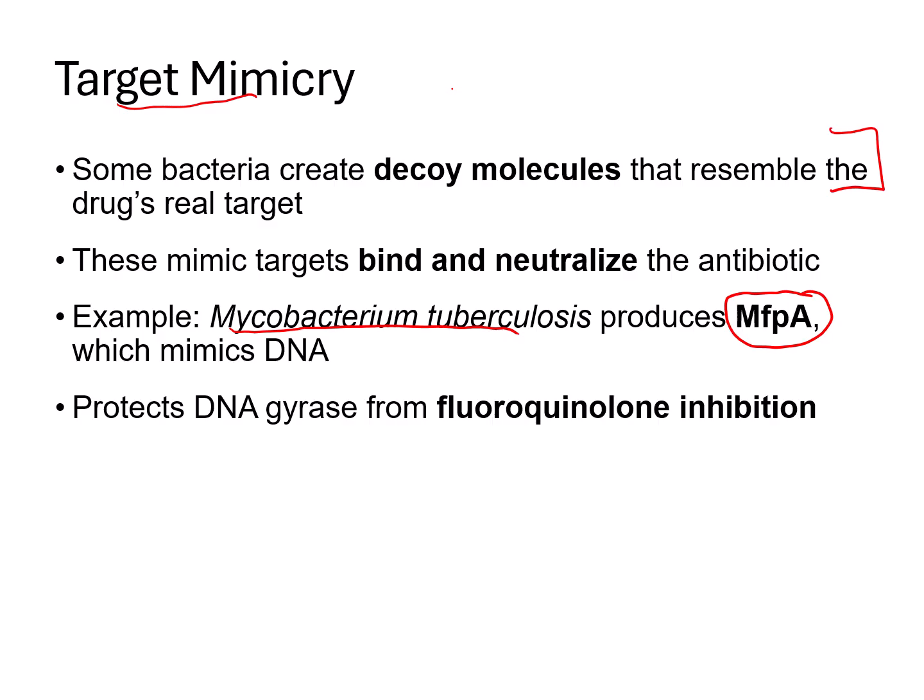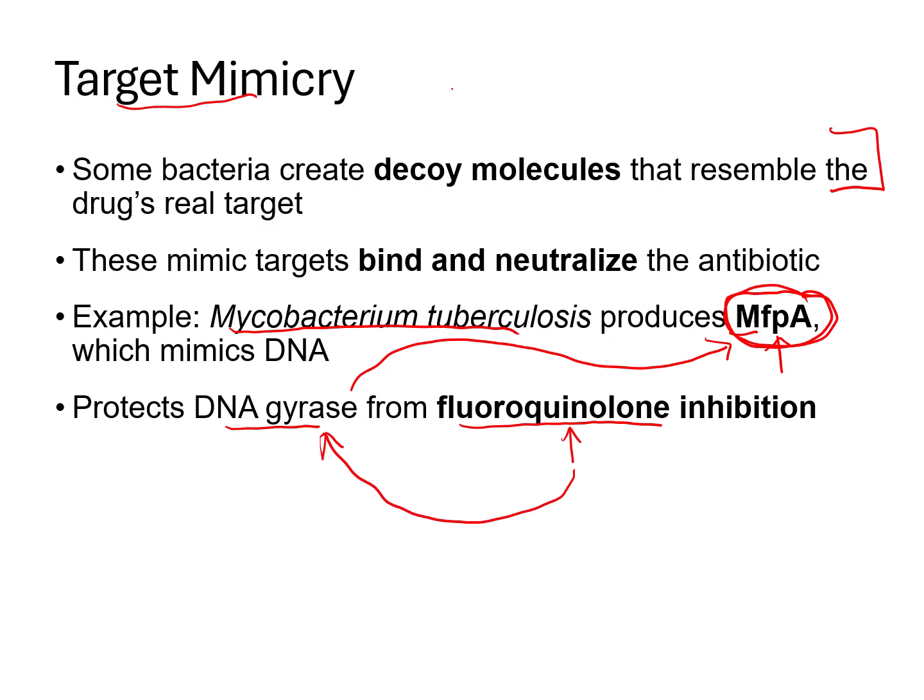You don't have to worry about what it stands for, but if you're interested, it stands for Mycobacterium fluoroquinolone resistance protein. And what happens in this case is that this looks like DNA. So DNA gyrase will bind to this drug, and when they're bound together, fluoroquinolone is unable to bind to DNA gyrase. And usually what fluoroquinolone does is bind to DNA gyrase and prevent the double-stranded DNA from opening up to create a replication bubble and replicate the DNA.